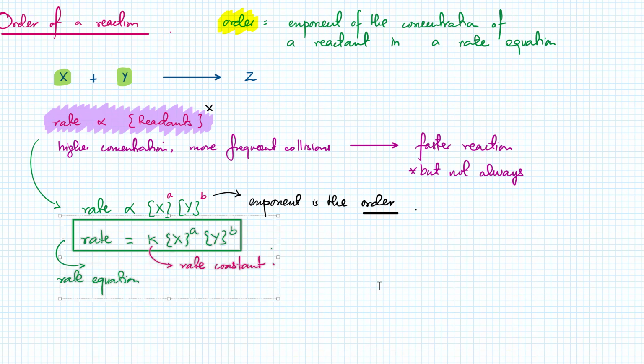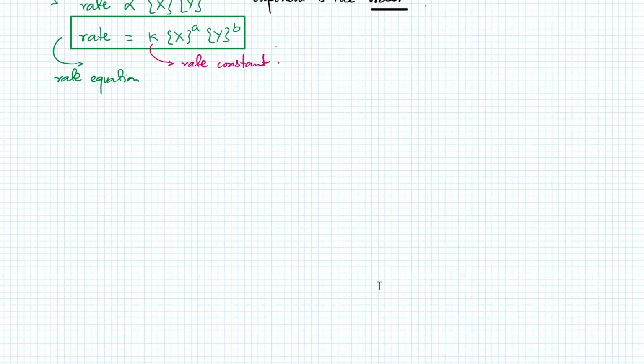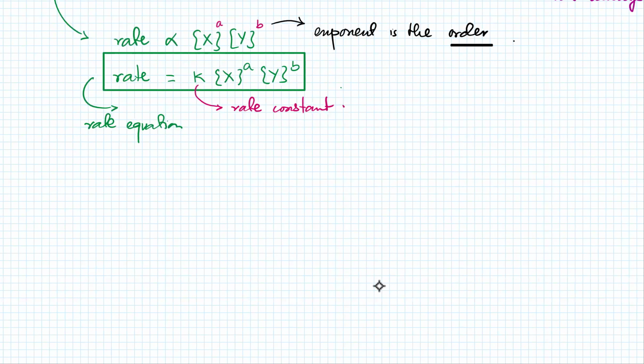Yes, sir. Okay, now the next part is, what do we mean by this A and B? The powers, the orders. The first one is order one. Let's start with order one. If some reactant is order one, what does that mean?